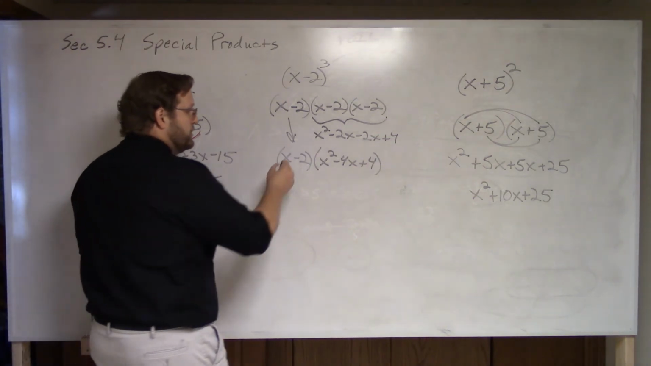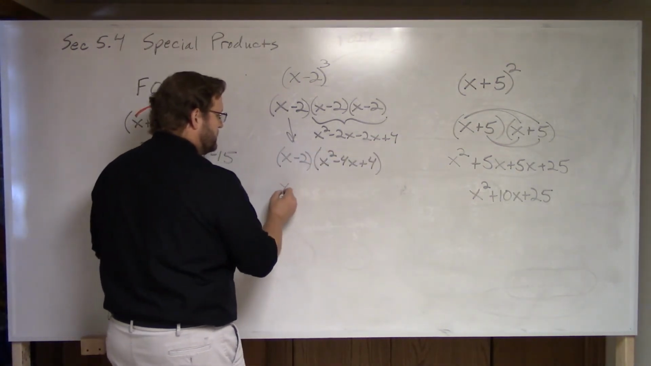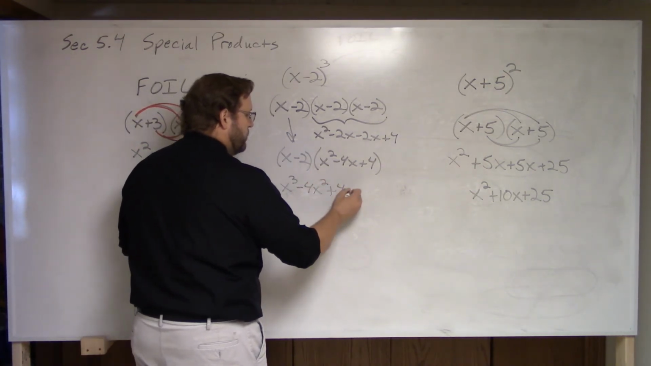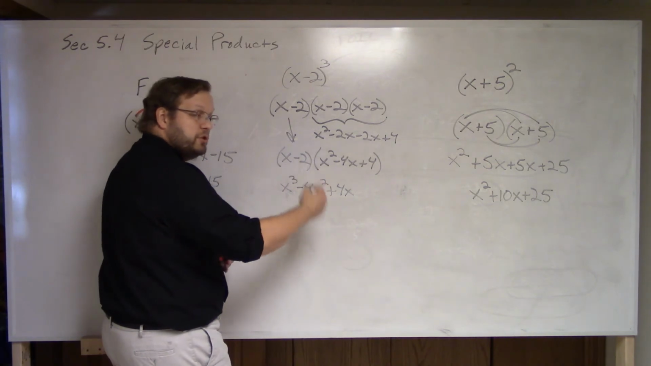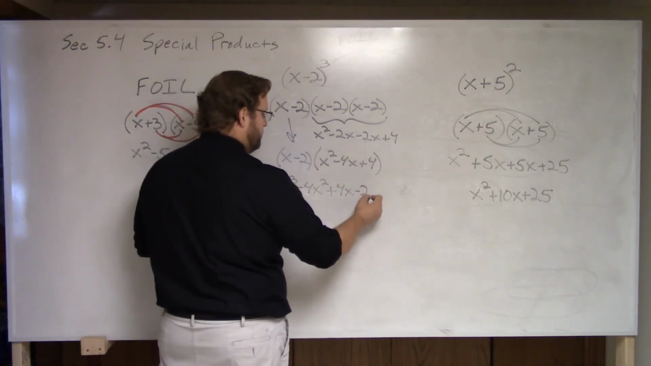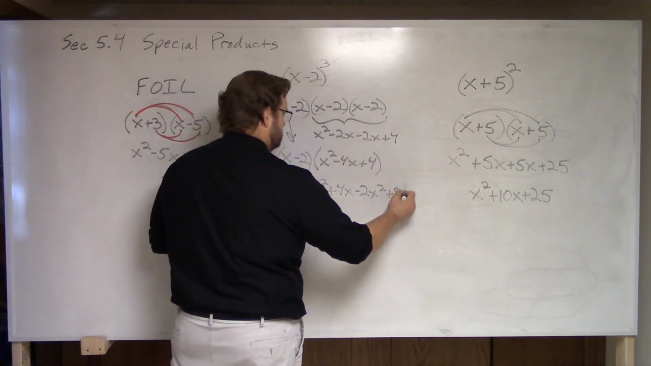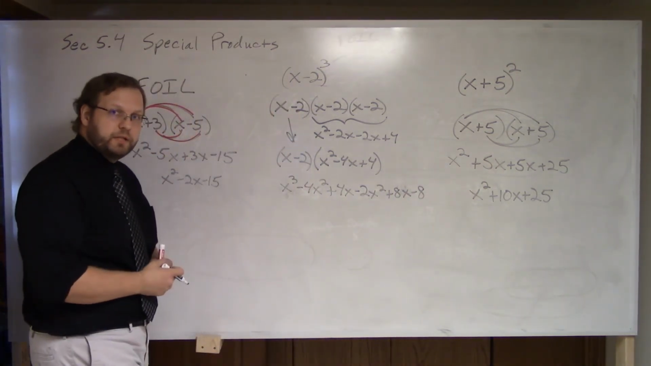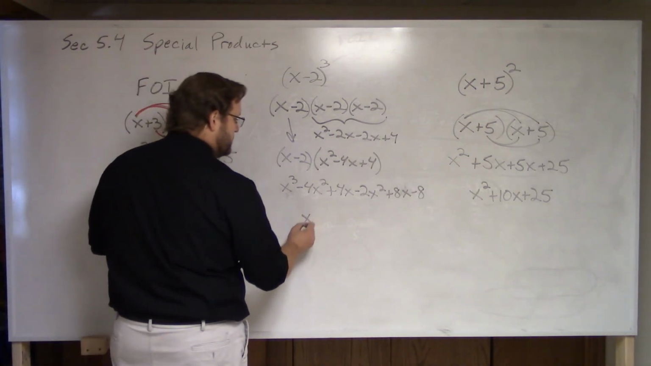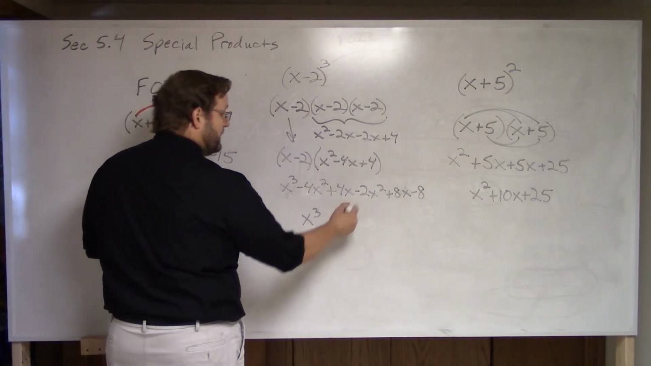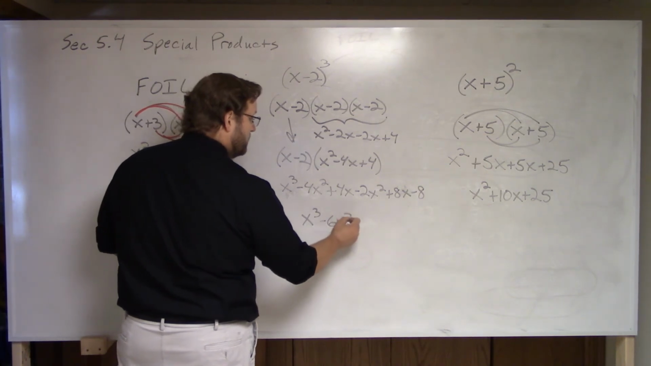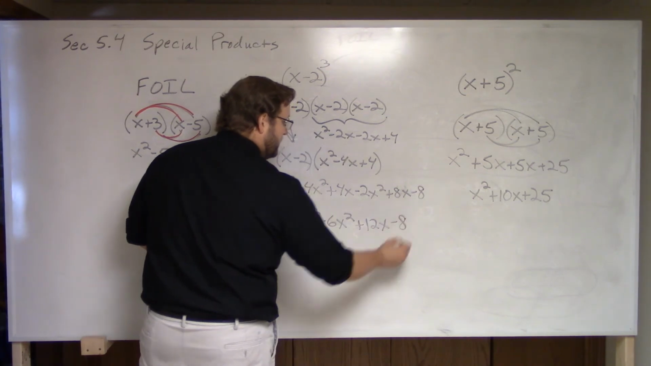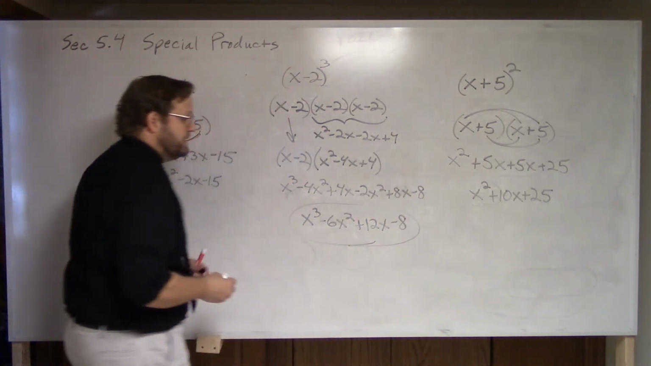Okay? So I would distribute the x to get x cubed minus 4x squared plus 4x. And then I would distribute a negative 2. And finally, I would combine those like terms. Okay, so that gives me an x cubed. Negative 4 minus 2 is negative 6x squared. 4 and 8 is 12x. And then negative 8 at the end.